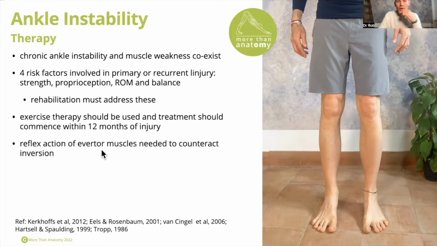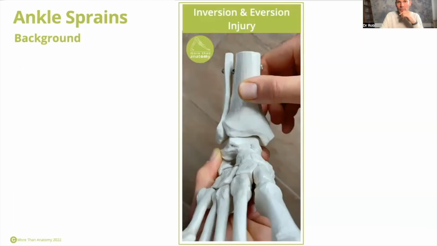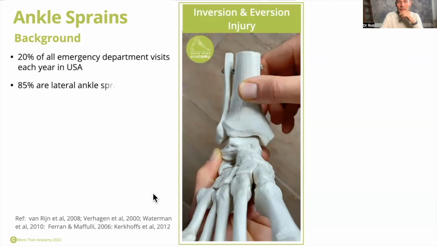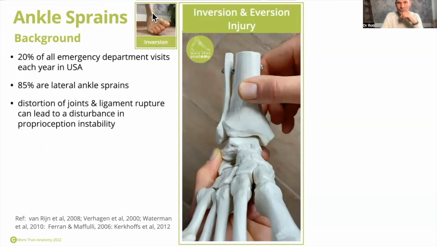I touched upon this a moment ago, and that's the action of the everter muscles and needed to counteract inversion. So inversion is turning the sole of the foot in, and eversion is turning the sole of the foot out. Now, because most ankle injuries, let's just go back to here for that image. Because most ankle injuries are inversion, rolling over. This is an inversion movement.